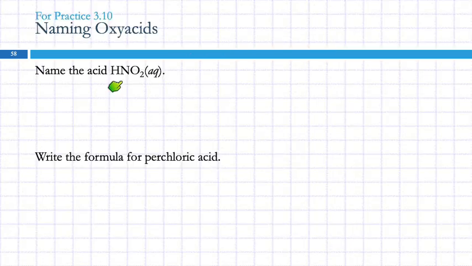Okay, so here we have a compound. It starts with H. It's an acid. So let's cover up the H and look at what's left. Well, that's an oxyanion. So we need to know the name of that oxyanion. So NO2 minus, what's the name? There's two reasonable guesses, nitrate and nitrite. This happens to be nitrite. Nitrate has 3 oxygens.